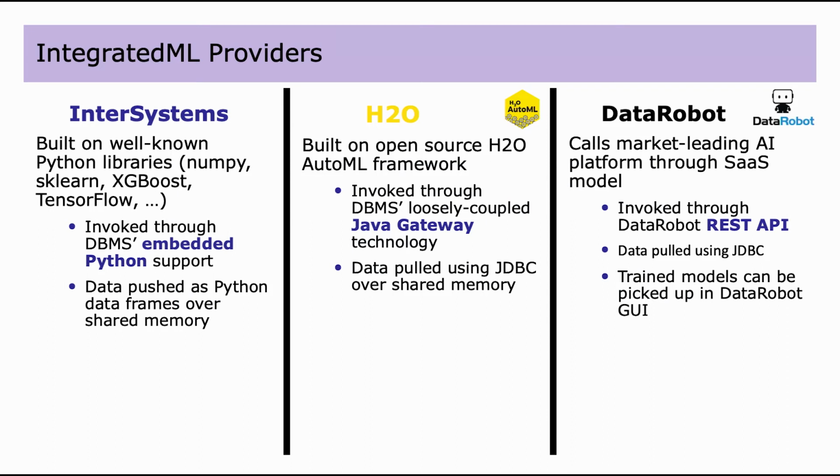Oh, yeah, I forgot that I put this in there, so I'm going to go back over those. These are the three providers that I just went over. This shows in a little more detail what they're doing. We have embedded Python; that's how our built-in one has been implemented. H2O uses our Java gateway, and it pulls data using JDBC underneath. And then DataRobot has a REST API that we're using to call DataRobot. So that shows off some of the flexibility of what we can do and how we do things. InterSystems IRIS is super flexible.